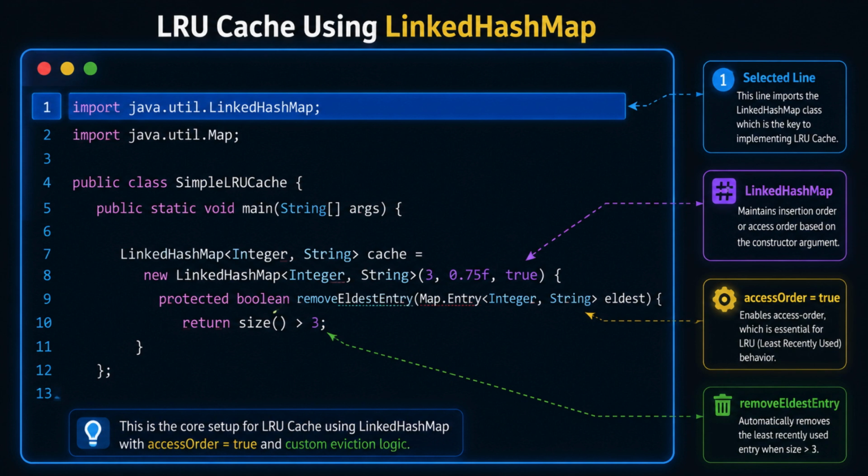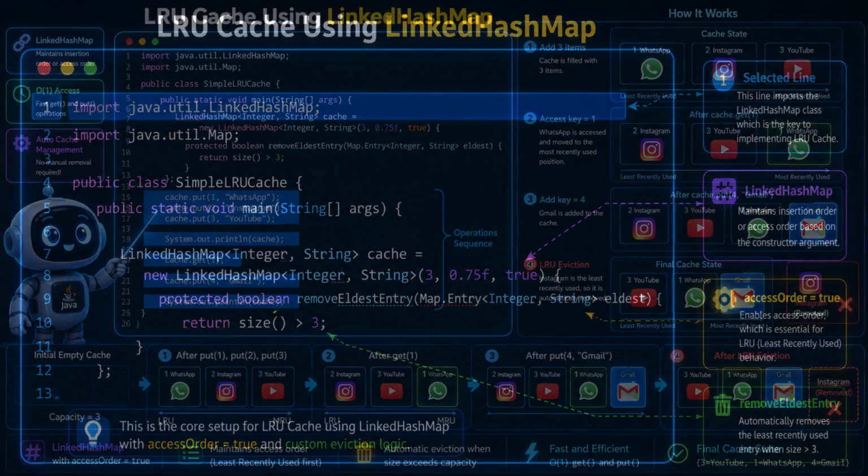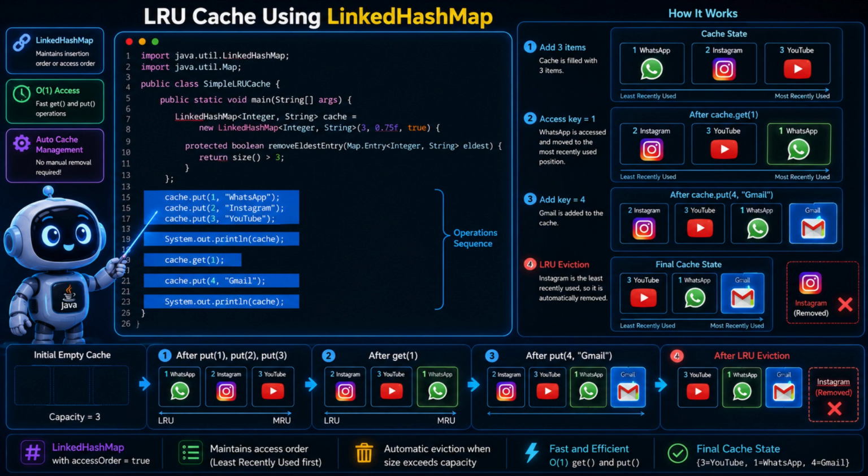So by using this LinkedHashMap object cache, I'm going to store values in my map: cache.put(1, WhatsApp), cache.put(2, Instagram), cache.put(3, YouTube). If you print it out using sysout of cache, you will get the output as 1 equal to WhatsApp, 2 equal to Instagram, 3 equal to YouTube. Then I'm going to get my value WhatsApp by using the get method. So cache.get(1) will return WhatsApp.